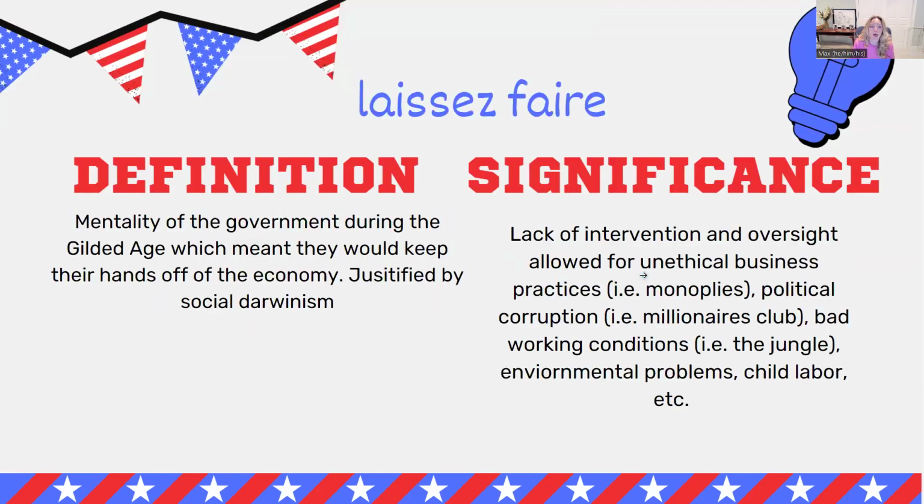Laissez-faire. So that's the mentality of the government during the Gilded Age, which meant that they would keep their hands off the economy. It was justified by social Darwinism, which is survival of the fittest, just applied to people. And this lack of intervention and oversight allowed for all the unethical business practices that we discussed, i.e. monopolies, political corruption, i.e. millionaires club, and how everyone in Congress was essentially backed by a monopoly because they would fund their campaigns and then they would pass or block laws that would benefit the companies that were lining their pockets. Bad working conditions, as seen in The Jungle, in the meatpacking industry, environmental problems, child labor, you name it.